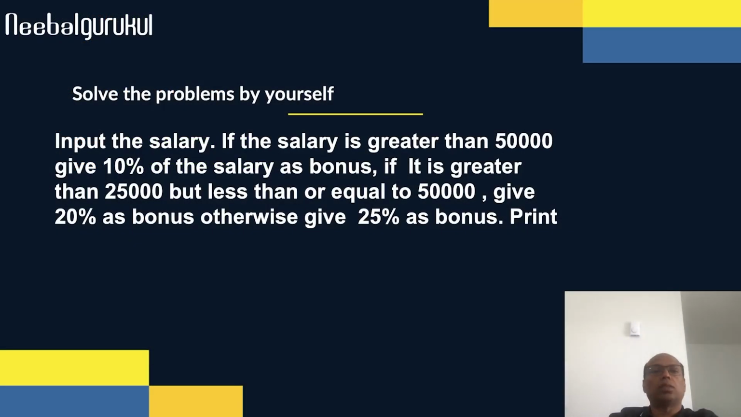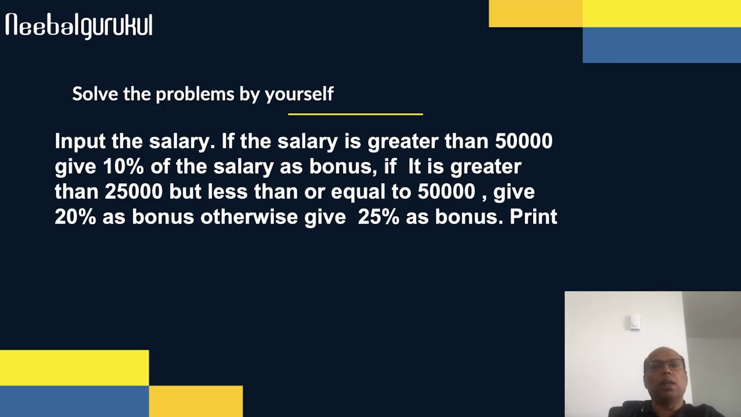So, okay, let us solve this problem by ourselves. Okay, what is the problem? See, let's read the question carefully. Input the salary. If the salary is greater than 50,000, give 10% of the salary as bonus. If it is greater than 25,000 but less than or equal to 50,000, give 20% of the salary as bonus. Otherwise, give 25% as bonus.